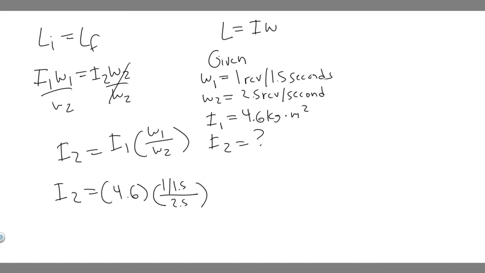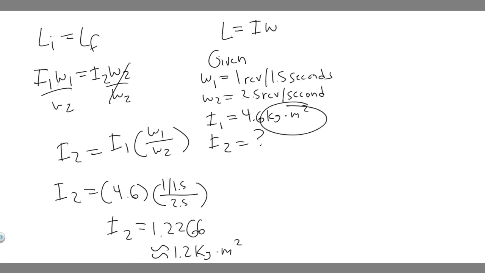So if you go ahead and do this, 4.6 times 1 divided by 1.5 divided by 2.5, you're going to get that I sub 2 is equal to 1.2266 and so on. So I'm just going to go ahead and round it to 1.2. And keep in mind the units for this, it's going to be kilogram meter squared, because this is going to be essentially the inertia. And then these units cancel out because they're the same. So 1.2 kilogram meters squared.